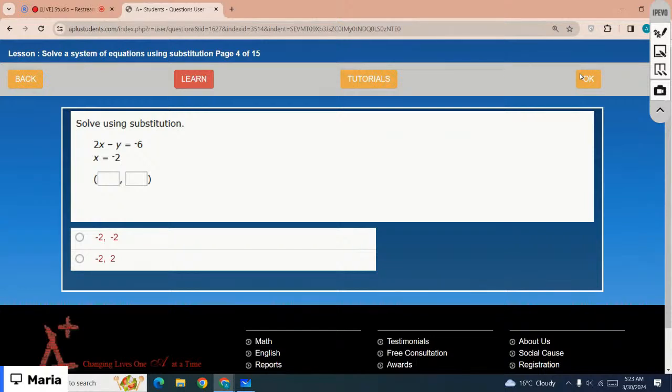Which is the correct option? The correct option is option number 2, that is negative 2 and 2, right? Option number 2 is the correct option.